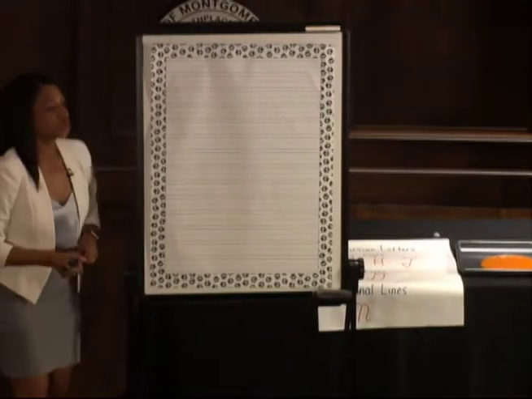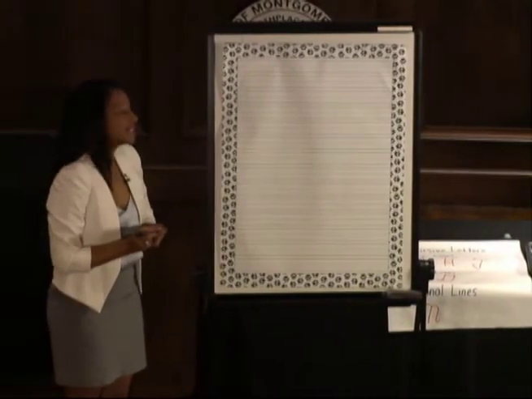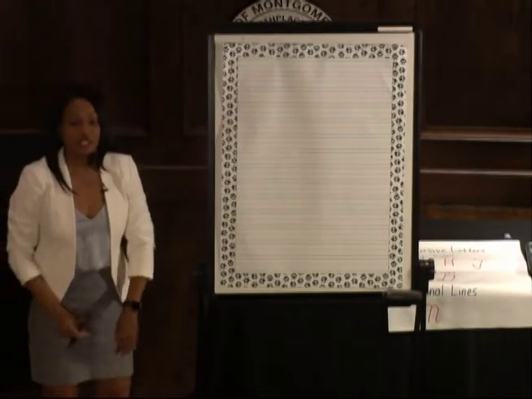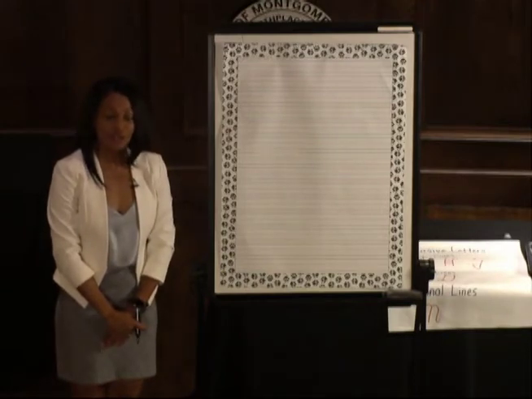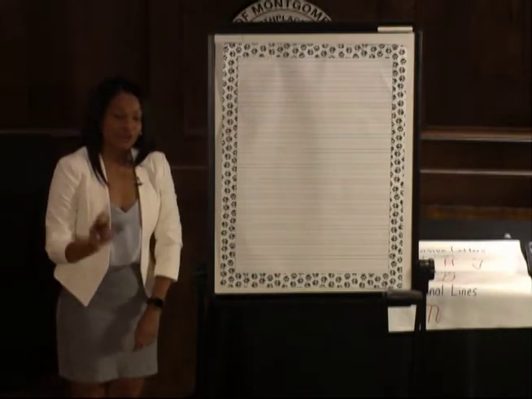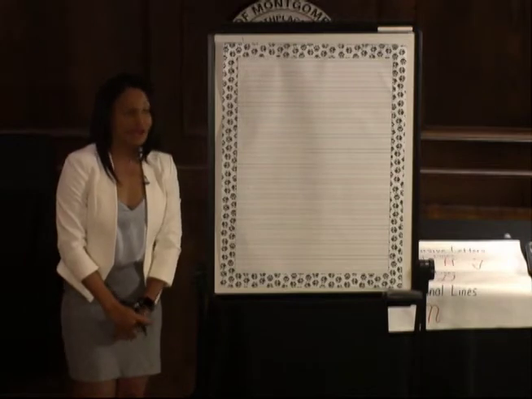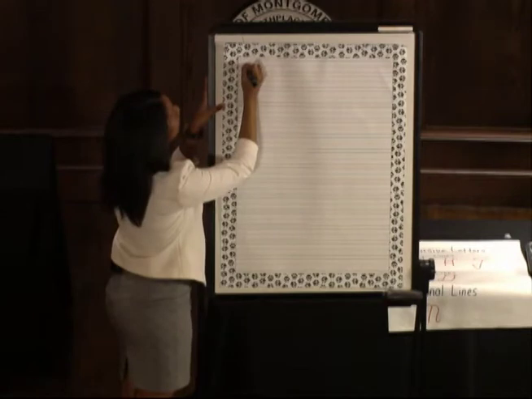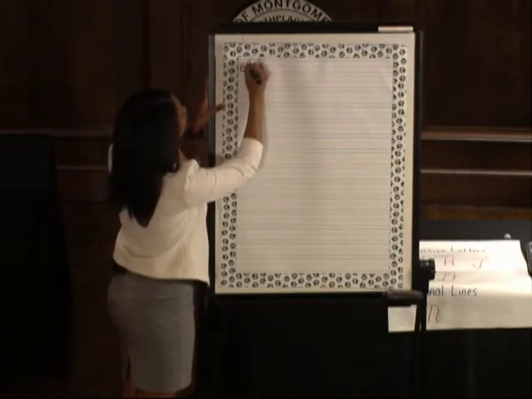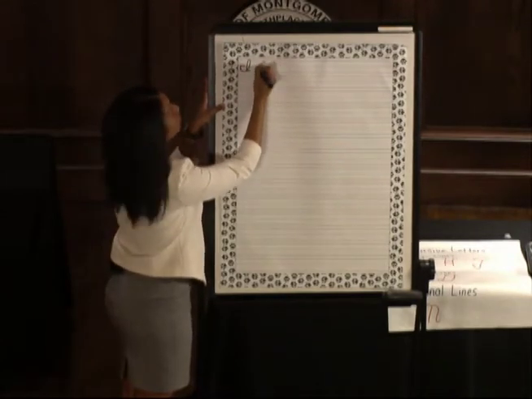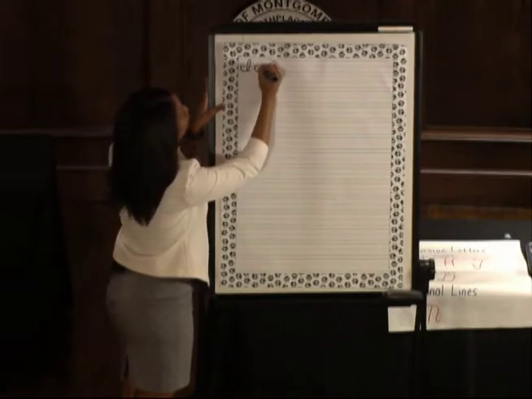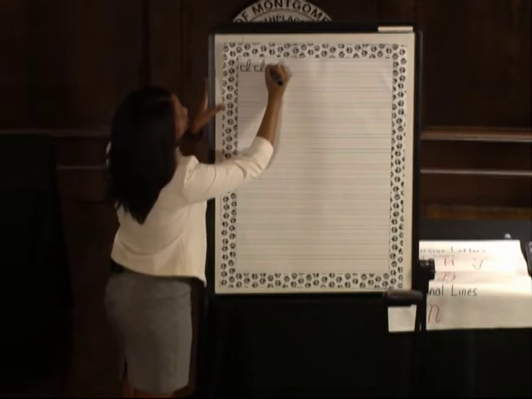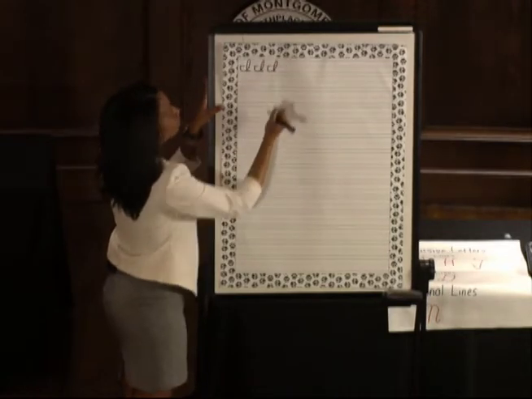We're going to look at straight lines, and we're going to look at the uppercase letter I. I'm going to model it first. You're going to do it with me, and then you're going to do it independently on your own. So first, I'm going to model it for you. The uppercase letter I: you start in the middle of the dotted line, curve, loop. Start in the middle, dotted line, curve, loop, okay?